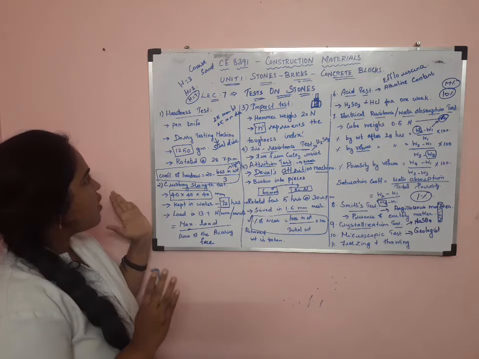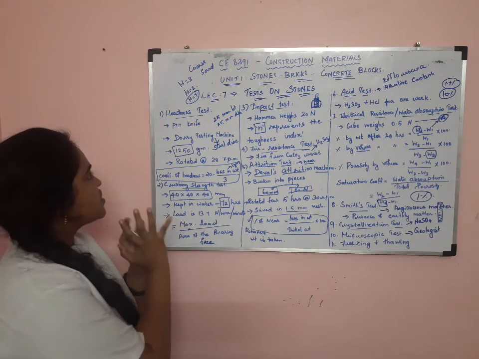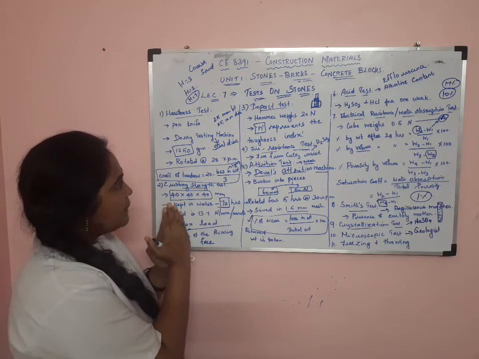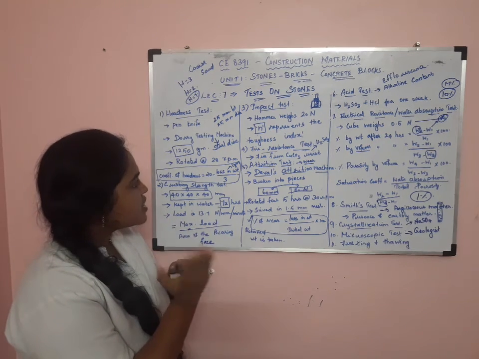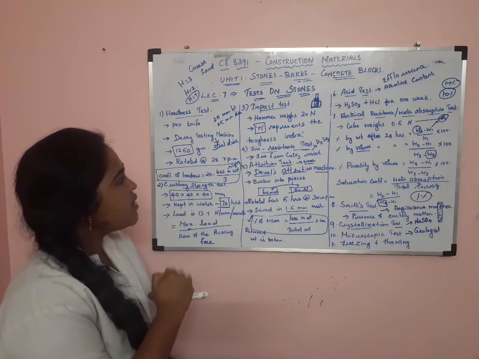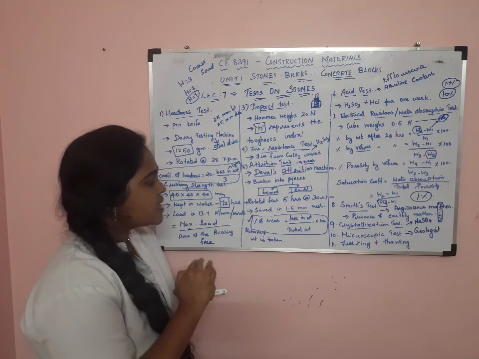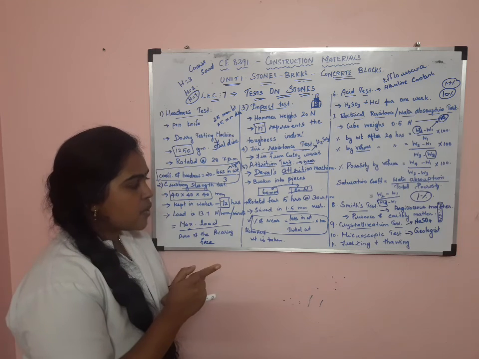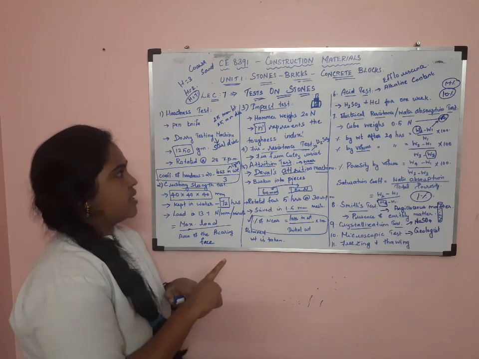So these are all the tests on stone. In total, 11 tests are there. The first one is the hardness test. Next is the crushing strength test. Next is the impact test. This is the fire resistance test. The fifth one is the attrition test. The sixth is the acid test. The seventh one is the electrical resistance or water absorption test. The eighth one is the Smith test. The ninth one is the crystallization test. The 10th one is the microscopic test. And the 11th one is the freezing and thawing test.